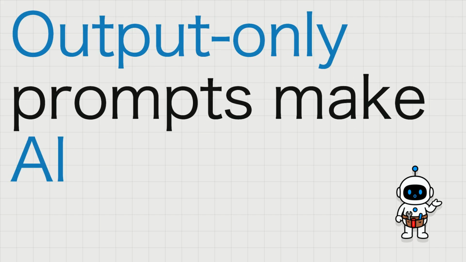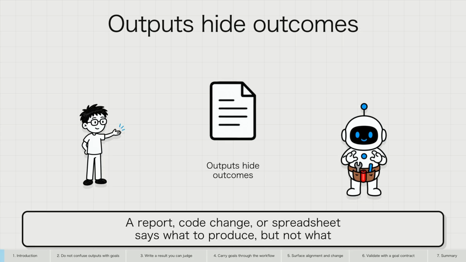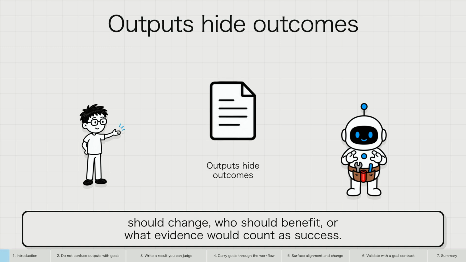Output-only prompts make AI agents miss goals. A report, code change, or spreadsheet says what to produce, but not what should change, who should benefit, or what evidence would count as success.